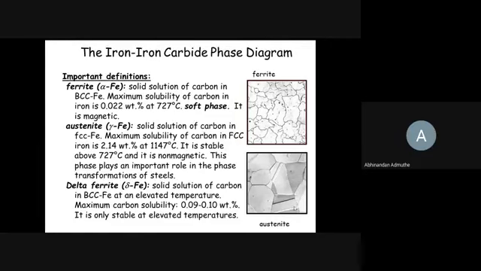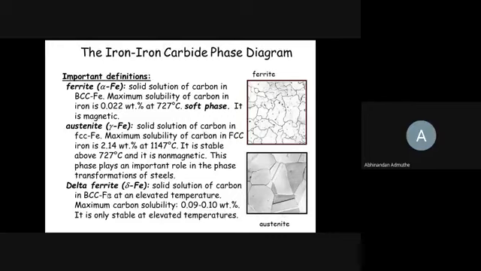Austenite. A solid solution of carbon in FCC. The maximum solubility of carbon in austenite is 2% or 2.14% at 1147 degrees centigrade, and it is stable above 727 and non-magnetic. This phase plays an important role in the phase transformations of steel. This phase is very important as far as our heat treatment part is concerned, because it is the parent phase in most of the heat treatment processes.